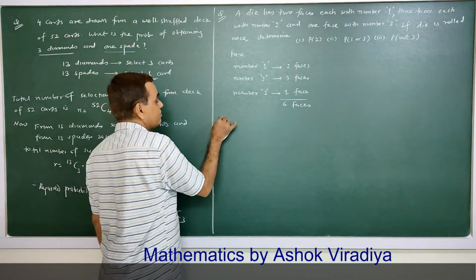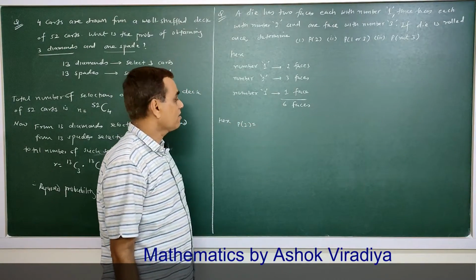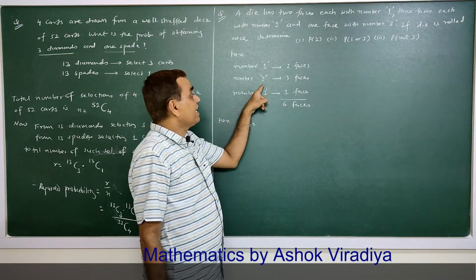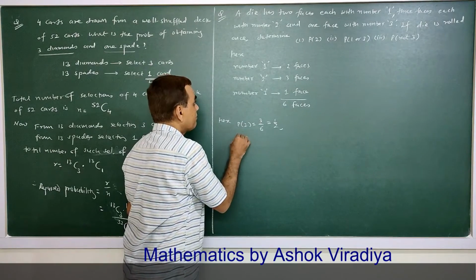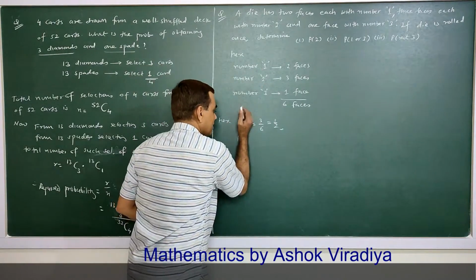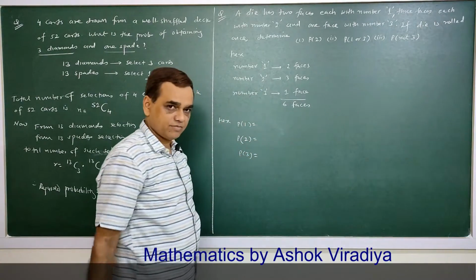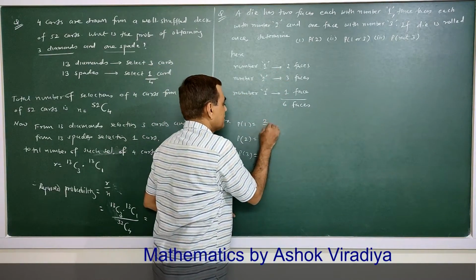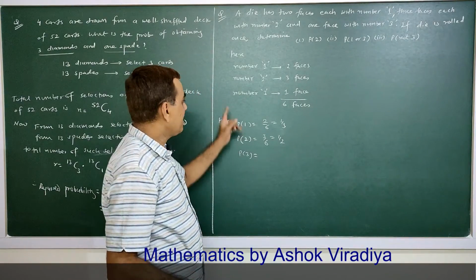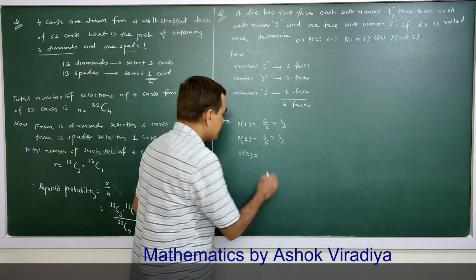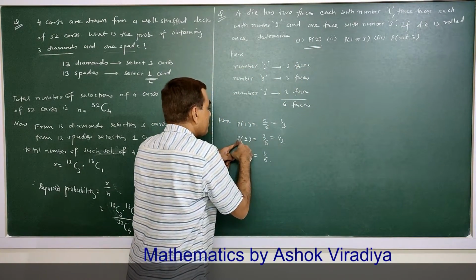Now from this information it is clear that the probability of getting number 2 is 3 by 6, so that is 1 by 2. Let me put the values in sequence. The probability of getting 1 is 2 by 6, that is 1 by 3. The probability of getting 2 is 3 by 6, that is 1 by 2. And the probability of getting 3, 3 is on 1 face, so it is 1 by 6. So the probability of getting 2 is 1 by 2.